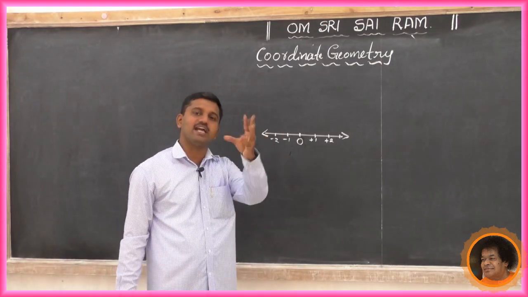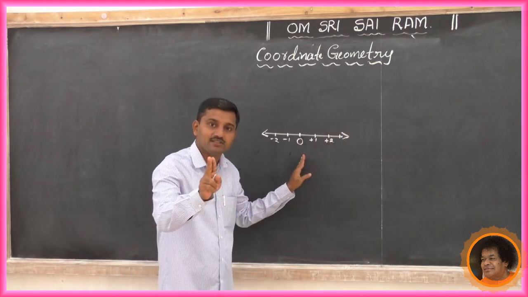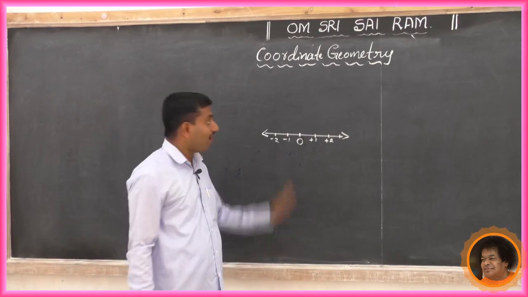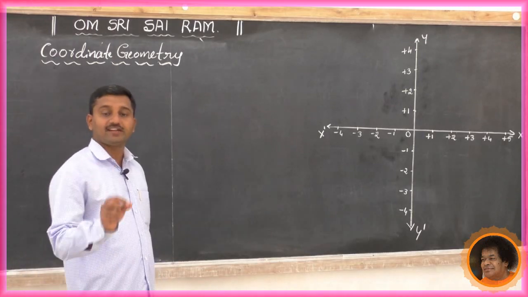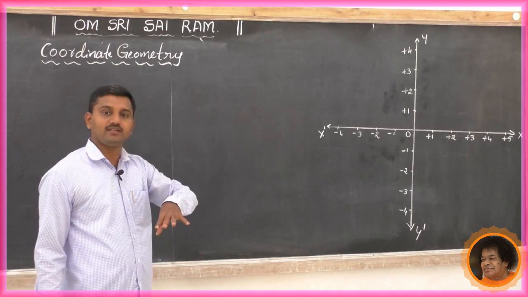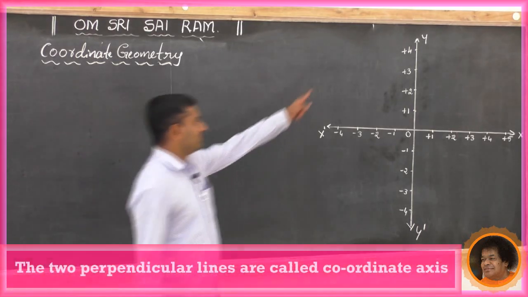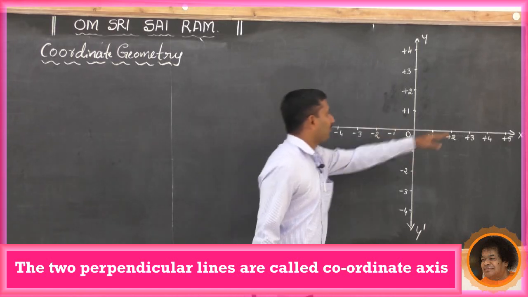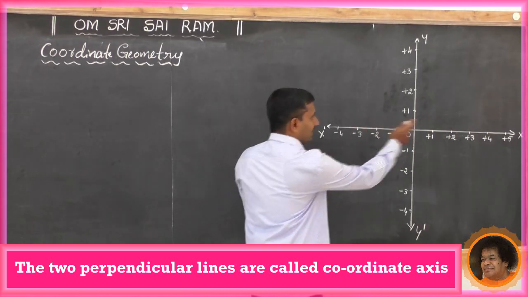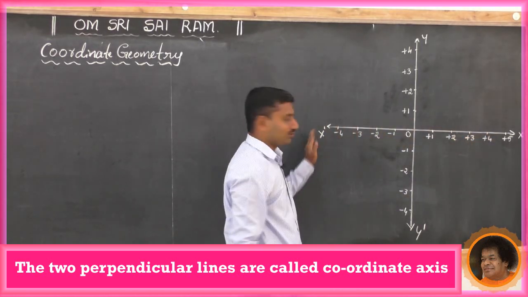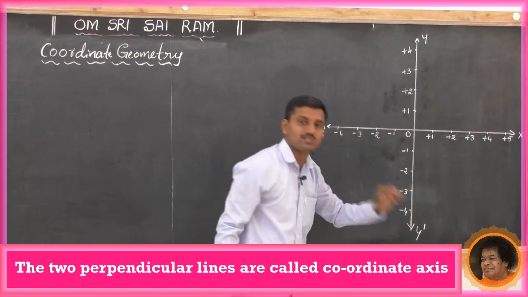Descartes developed the idea of placing two number lines perpendicular to each other on a plane and locating the point on the plane. To locate the position of a point on a plane, we require a pair of coordinate axes. What are coordinate axes? These are the coordinate axes. The two perpendicular lines are known as the coordinate axes. Here X O X dash is the horizontal line, and Y O Y dash is the vertical line.